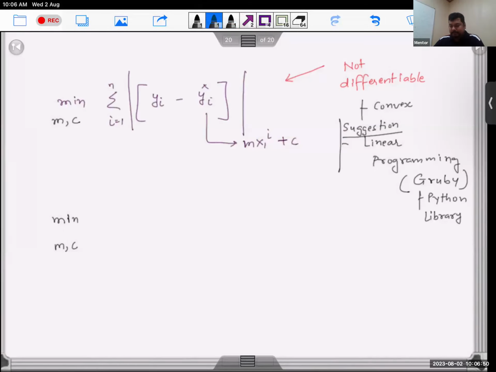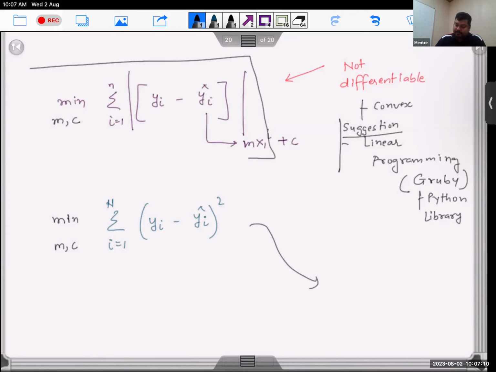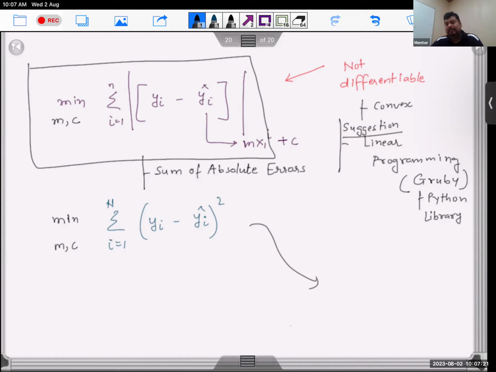Okay, so we will be minimizing this. I'll share all these notes, don't worry. Okay, so let's see how to minimize it. I want to give it some name. Can I call this function the sum of absolute errors? Does that make sense? I'm taking individual errors, individual mistakes, and summing the absolute of them. Does that make sense?